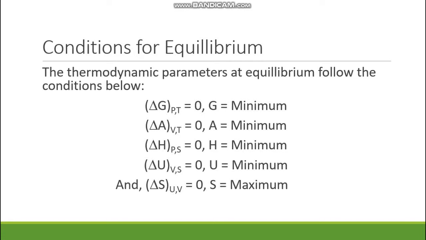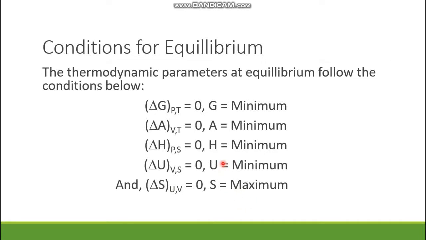So the thermodynamic parameters at equilibrium follow these conditions. The value of delta G should be 0, delta A 0, delta H 0, delta U 0 and delta S 0, and their corresponding positions are at the equilibrium point. All the energy terms G, A, H and U are at a minimum, while the energy by temperature term, that means entropy, remains at the maximum.